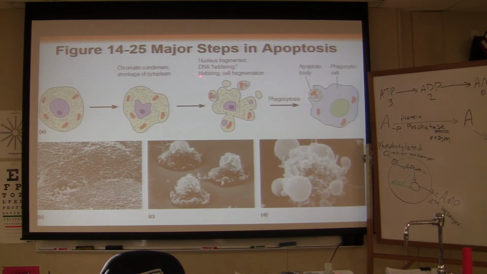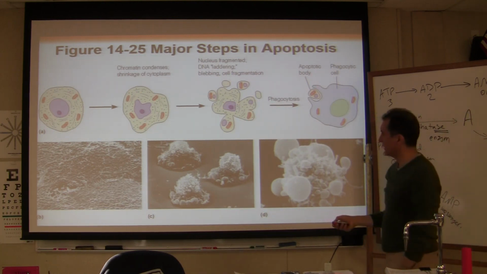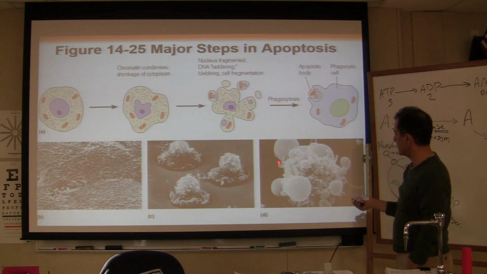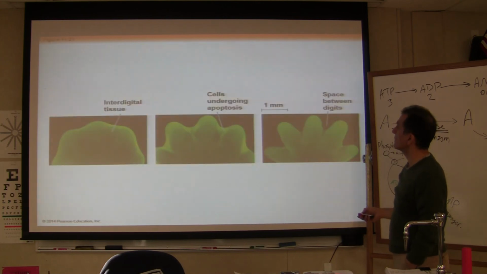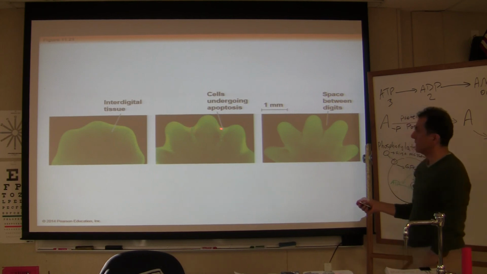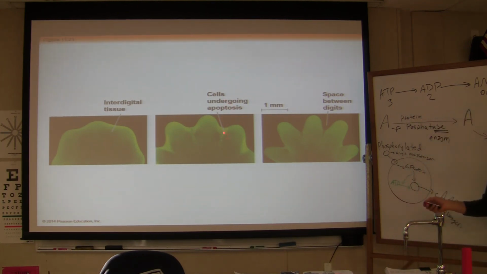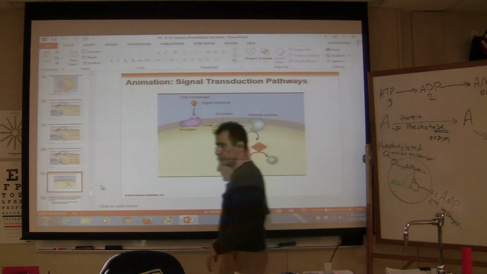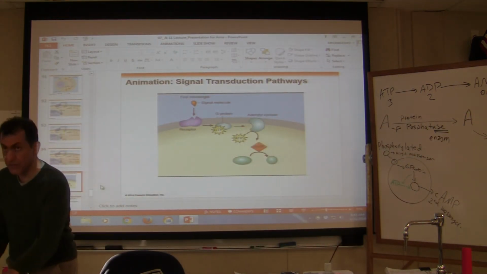Blebbing and fragmentation of the cell: apoptosis. Here are the cells that are dying, undergoing apoptosis. Here is the white blood cell engulfing those. Here are the digits, cells undergoing apoptosis. These are our fingers, and then the membranes between our fingers will disappear, and eventually we'll have normal fingers.